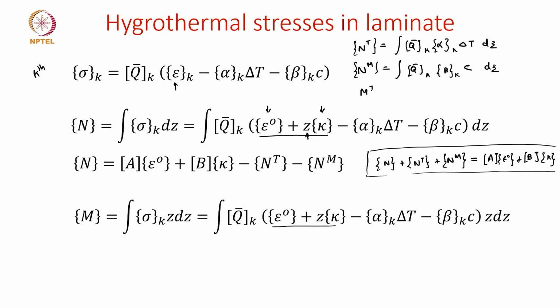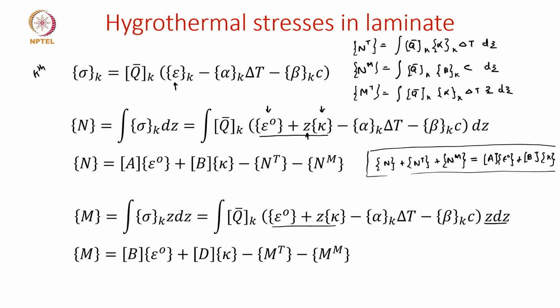So the moments because of temperature are written as Q k alpha k delta T times z dz. So here is the z dz. That's the difference between the moment and the force. And similarly we can also write it for the moments because of the moisture in a similar fashion. But let's see how this simplifies this last equation.